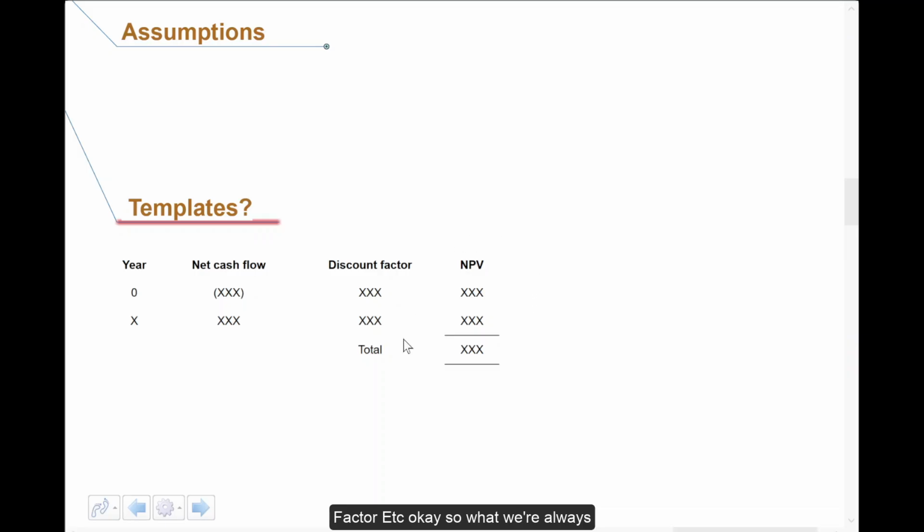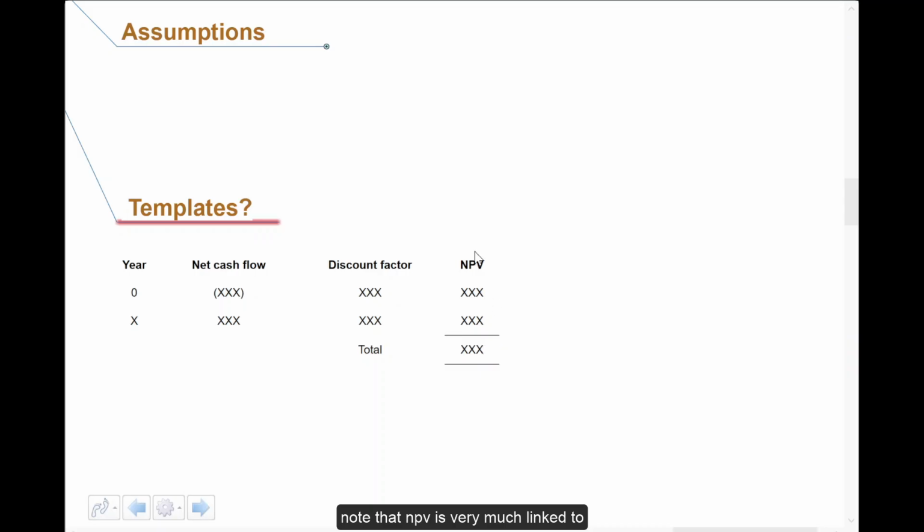Okay? So what we're always aiming for within NPV is a net present value. And note, obviously, within NPV, if we have a positive net present value, then that project is worthwhile. If we have a zero net present value, we're nonplussed either way. And if we have a negative net present value, then we should not go ahead with the project.